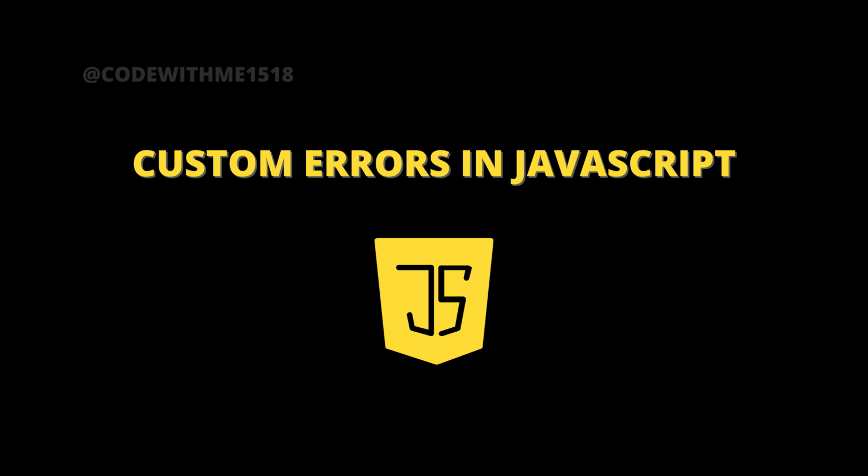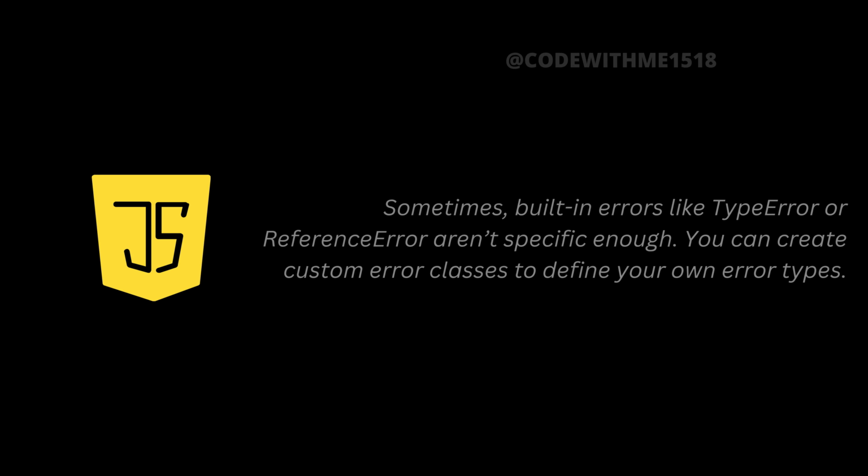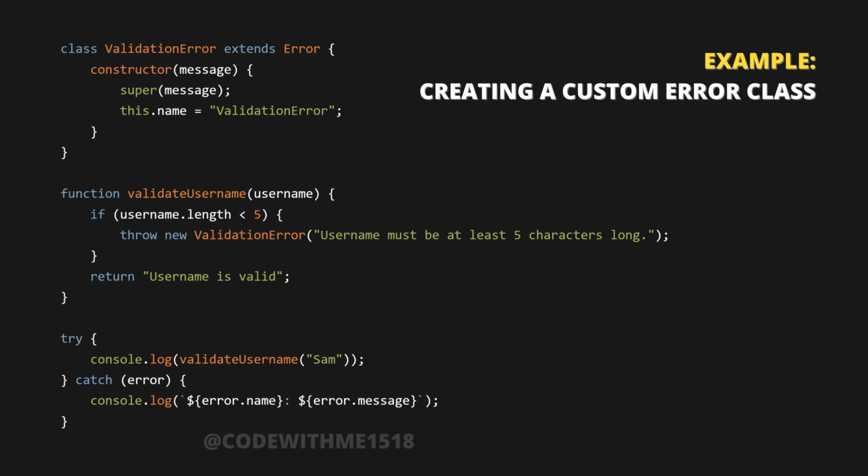Custom errors in JavaScript. Sometimes, built-in errors like TypeError or ReferenceError aren't specific enough. You can create custom error classes to define your own error types. Example: creating a custom error class. Class ValidationError extends Error, constructor message, super message, this.name equals ValidationError. Function validateUsername. If username length is less than 5, throw new ValidationError, username must be at least 5 characters long. Return username is valid. Try, console.log validateUsername Sam. Catch error, console.log error.name, error.message.